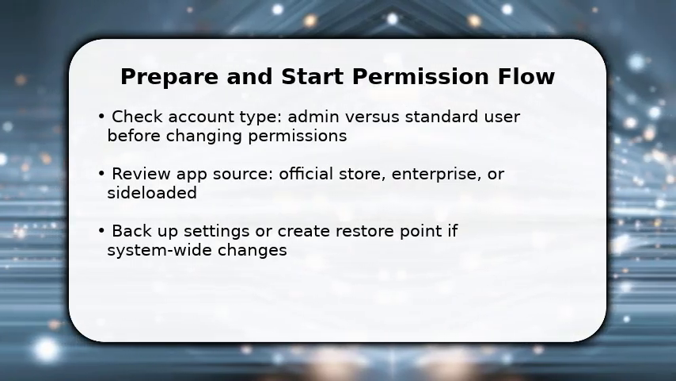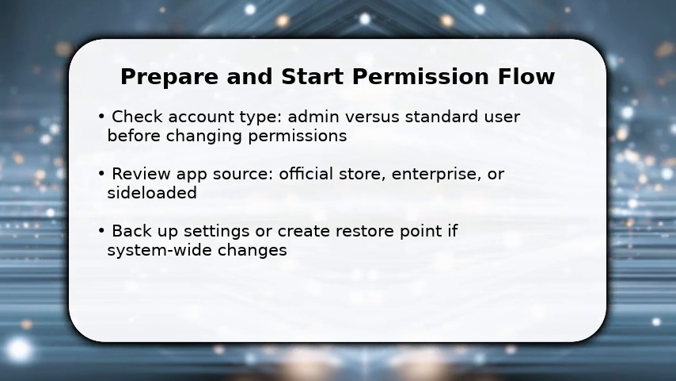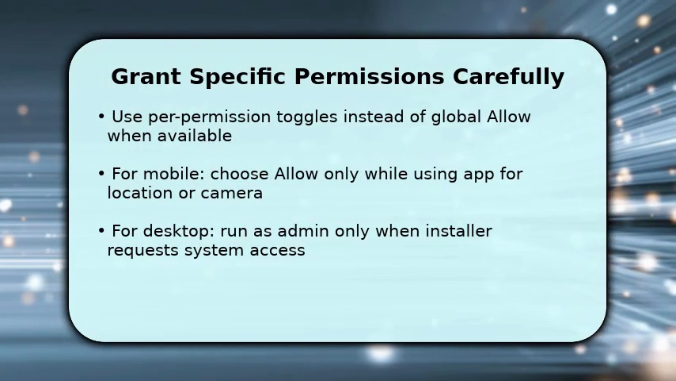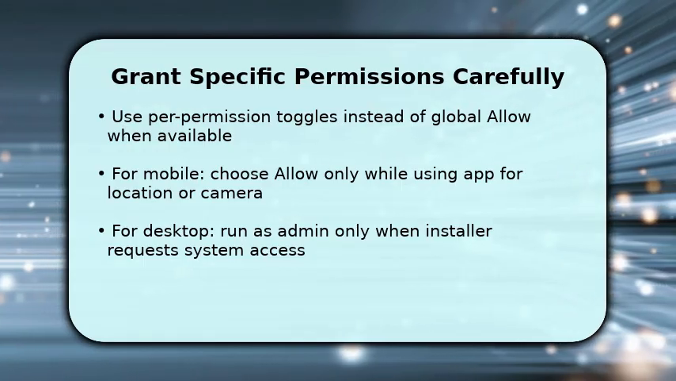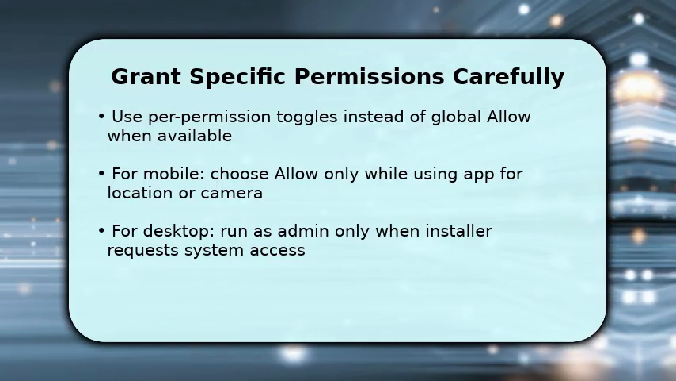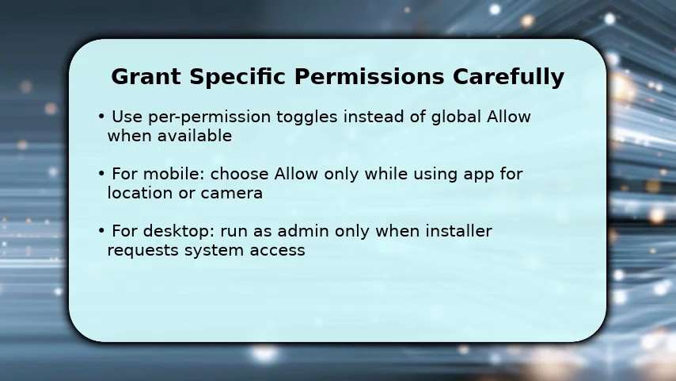You now adjust each permission precisely. Choose per permission toggles and avoid one-click full access grants. On mobile, prefer Allow only while using app for location and camera. On desktop, approve file or network access temporarily. Don't elevate to admin unless necessary.